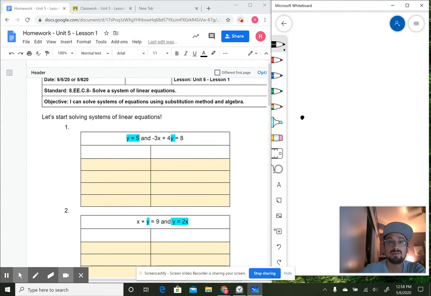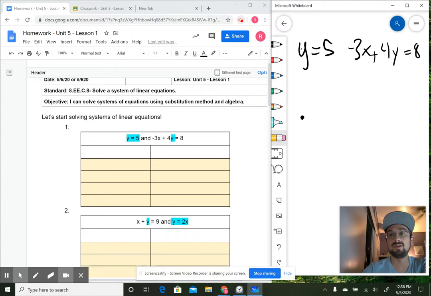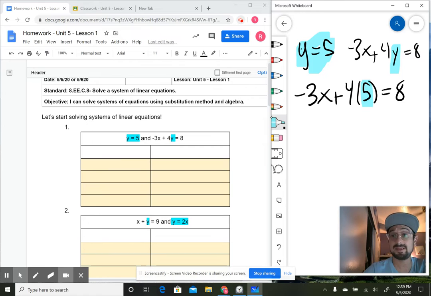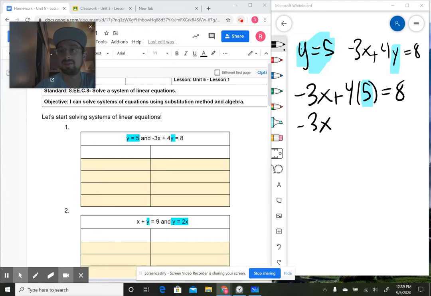Okay. So for the first one, y equals 5 and 3x plus 4y is equal to 8. So you can see that this is going to be our y, and we're going to substitute it here because this says y equals 5. So we're going to replace wherever we see a y with the number 5. So that gets replaced there. Okay. So that y becomes 5 because y equals 5. So 3x plus 20 is equal to 8.